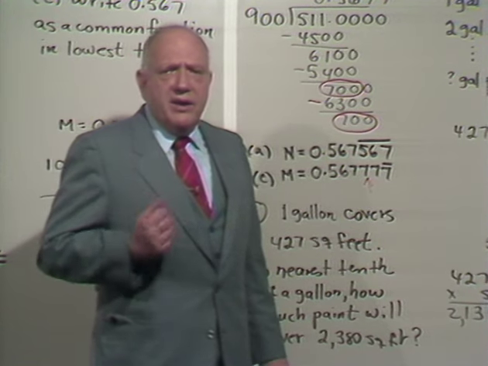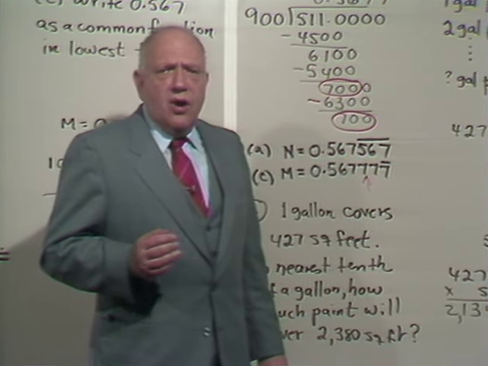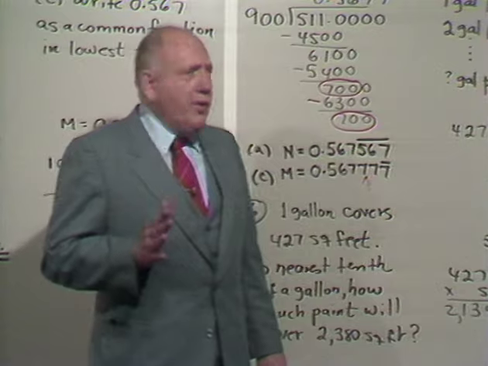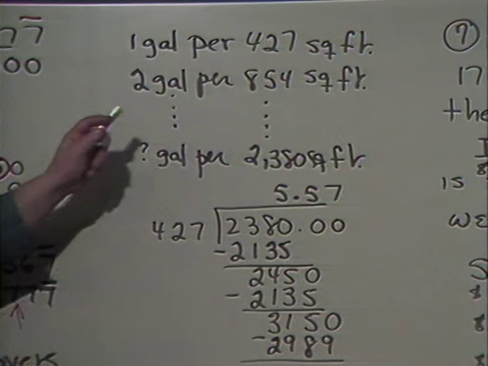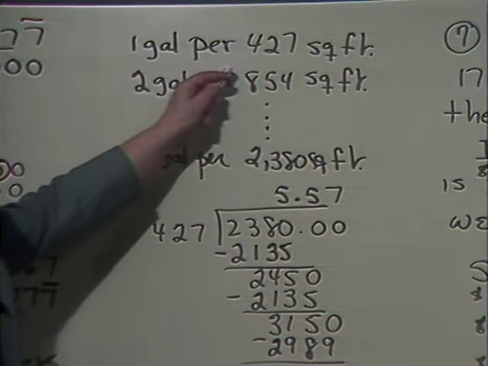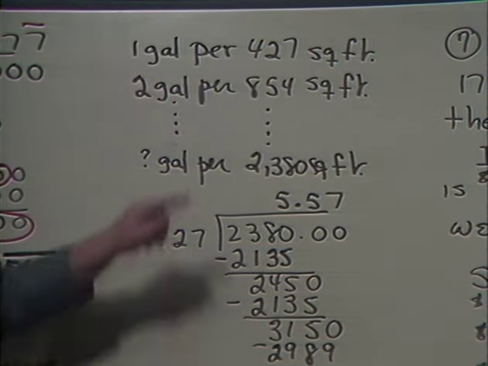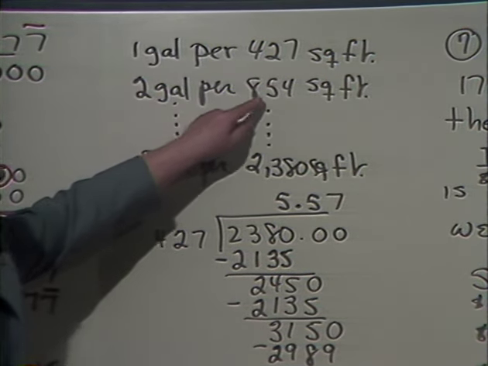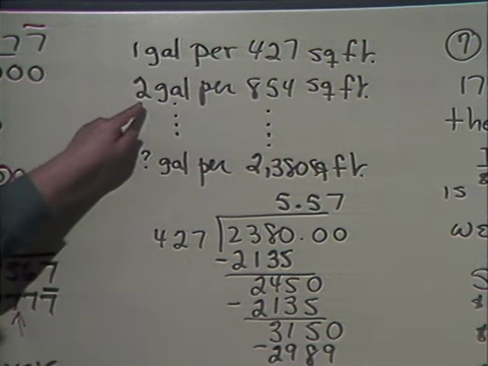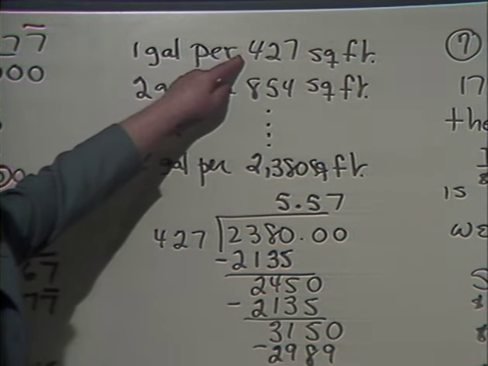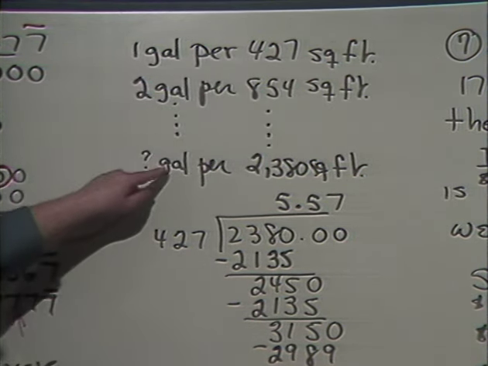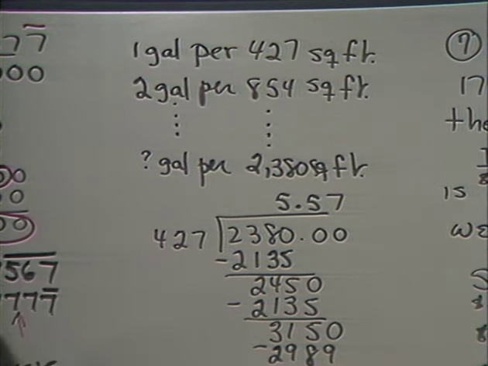We haven't studied area yet in this course. You might not even know what square feet means. But you don't have to. What you do know is what? Whatever square feet are, 1 gallon covers 427 of them. So 2 gallons would cover 854 of them. See? In other words, every gallon covers another 427. The problem says, how many gallons would it take to cover 2,380 of them?